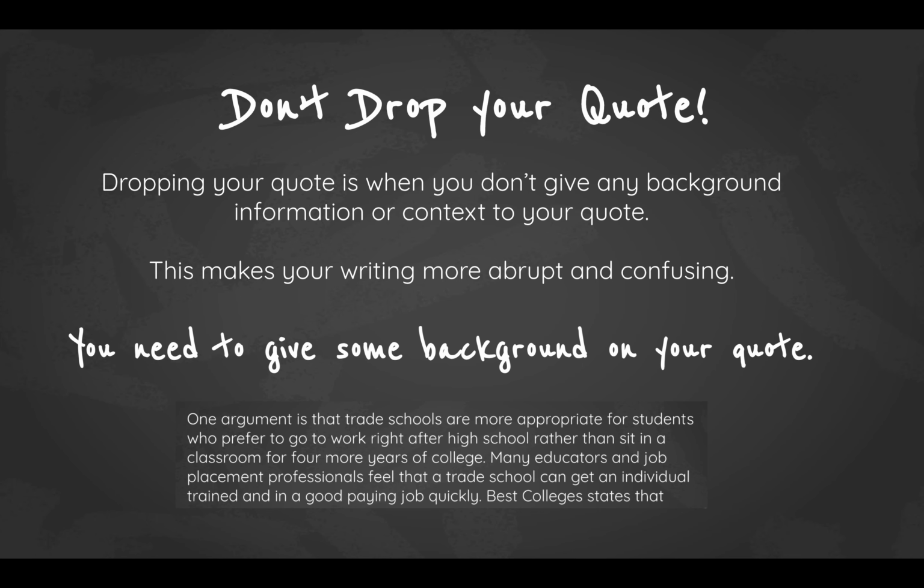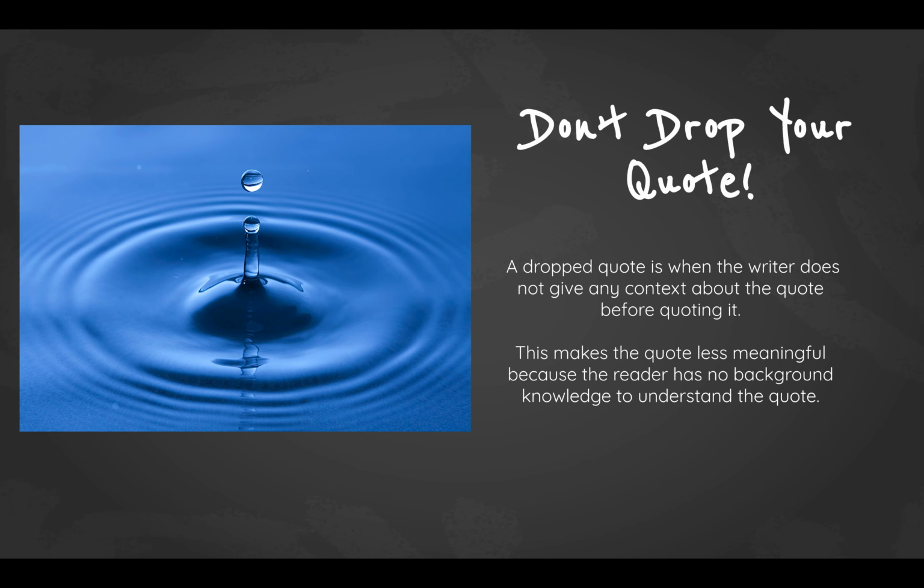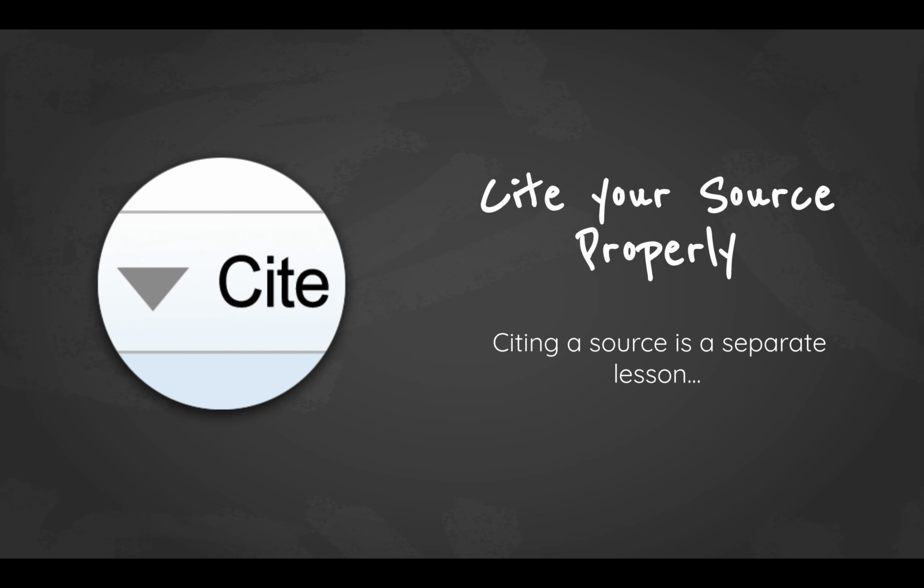And then down here at the bottom, it shows the background information I gave for my quote in the last example. There you go. Number 2, use a signal phrase. A signal phrase is a short phrase that is placed right before the quote to make the transition into the quote less awkward. In this example, I have Best Colleges states that. She said that. He exclaimed that. She claimed that. These are all signal phrases, and they make it a lot less choppy, and it's a really nice way to go.